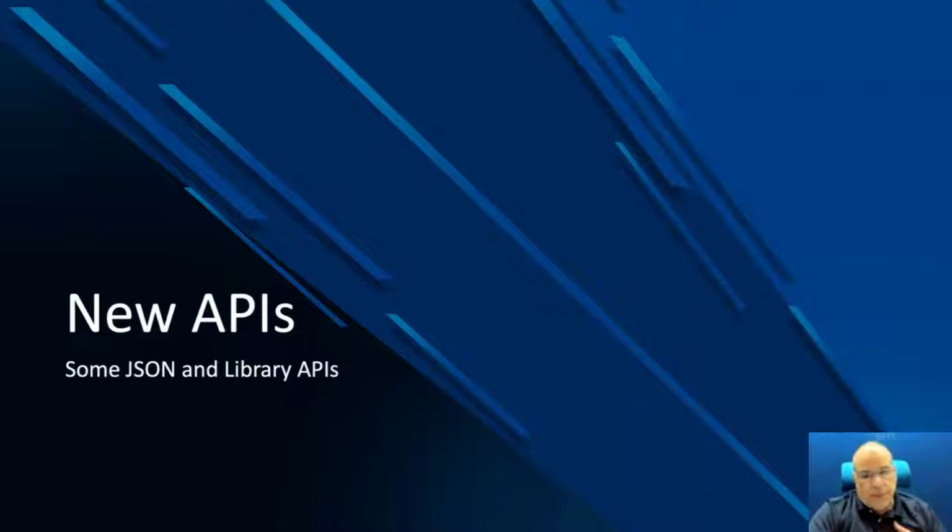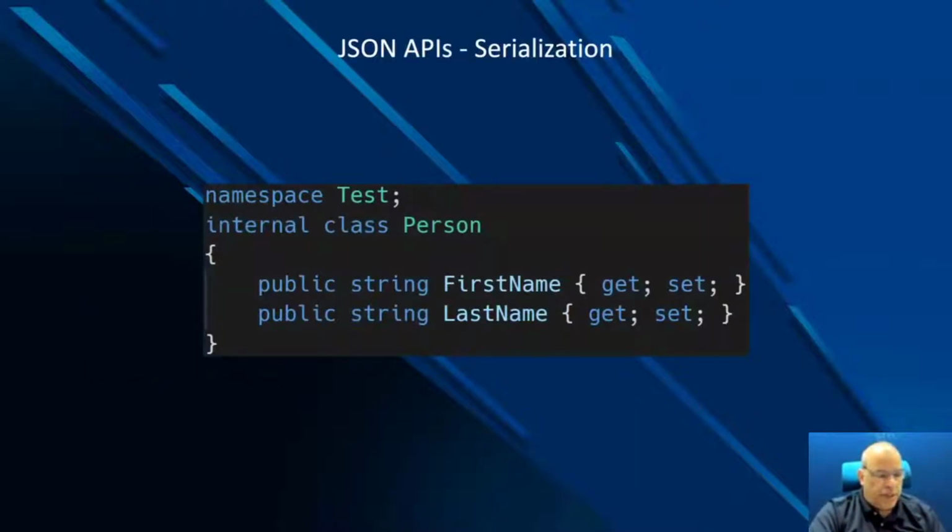So let's talk about some of the new APIs. JSON serialization is probably the biggest change that's happened. We added the ability, with C# source generators, to use source generators to generate the instructions that the framework uses to serialize.